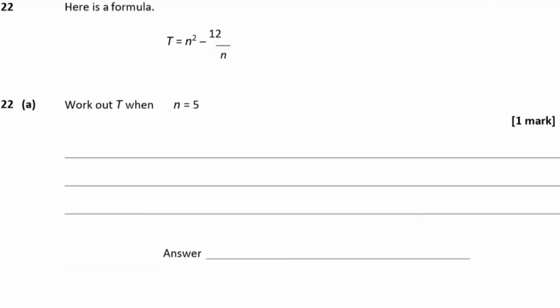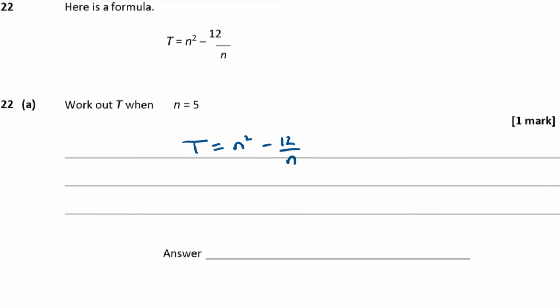Question 22. Here is a formula. T equals n squared minus 12 over n. Work out t when n is 5. Okay? So let's just write that out again. So we've got t equals n squared minus 12 over n.